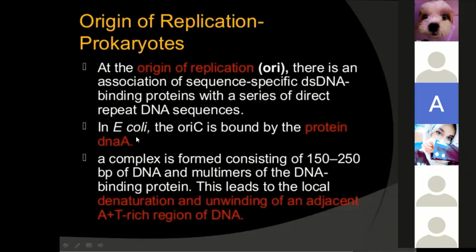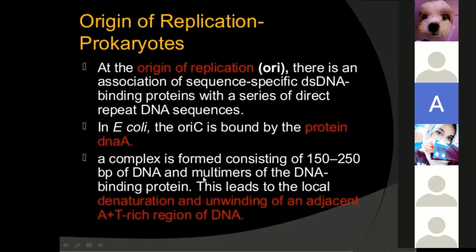So in E. coli, the origin of replication, this ORIC, is bound by the protein DNA A. It is in case of E. coli, like in prokaryotes, not in eukaryotes. There are similar kinds of proteins, not DNA A. There are other proteins which are responsible for identification and binding to the origin of replication.